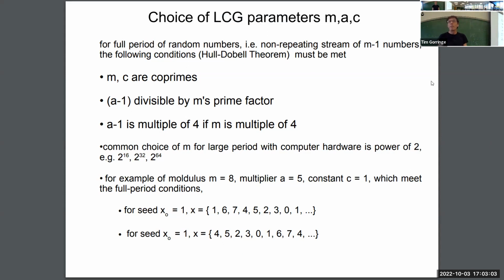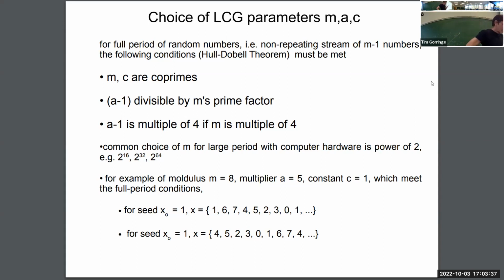So one rule is that M and C are coprimes. What that means is, if 2 numbers are coprimes, they don't have a common factor other than 1. It doesn't mean that they both have to be primes. It just means that they can't have a common factor other than 1. So that's a rule. And then the next 2 rules kind of focus on the multiplier.